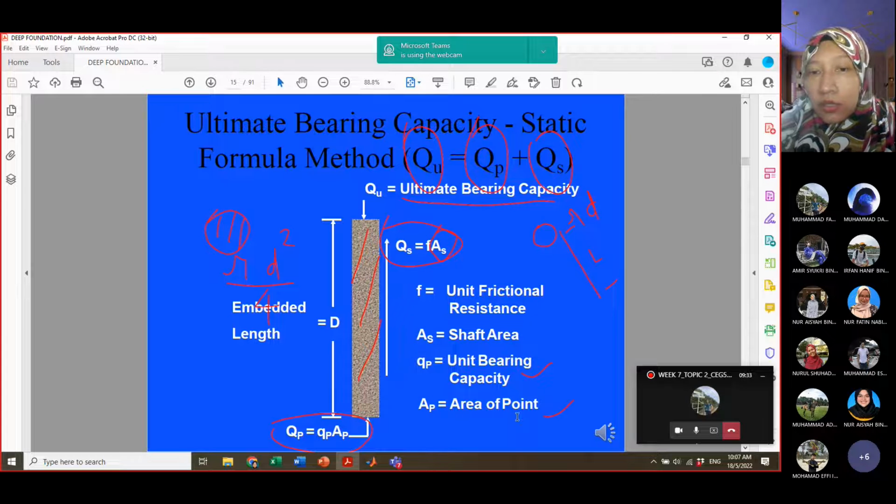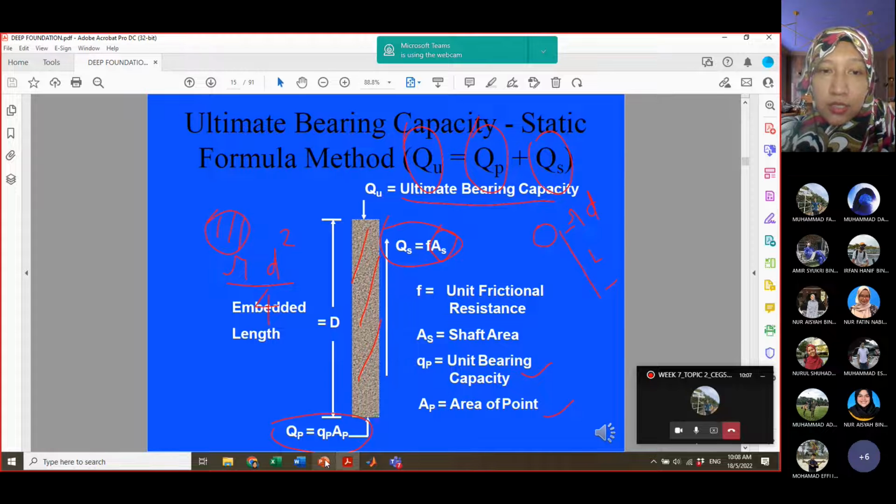So you may see later on the elaborations what F actually is and what QP actually is. It depends on the pile in sand or pile in clay. So you will see the variations of the formula will change accordingly to the soil type. If you need to construct a pile in sand, the formula will change according to the sand properties. If you have to construct a single pile in clay, that will also be different for the QP as well as the QS.